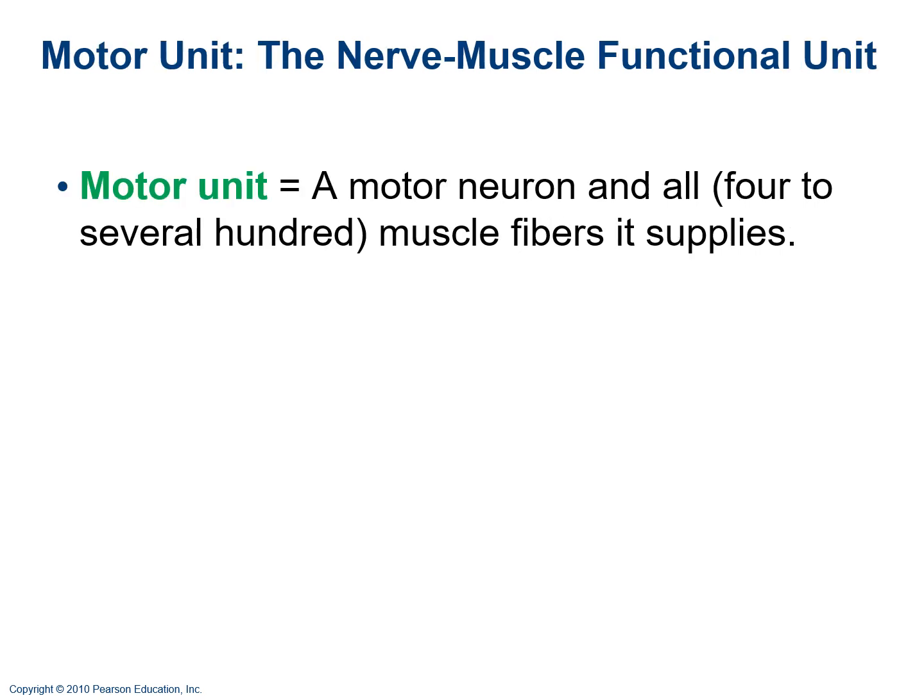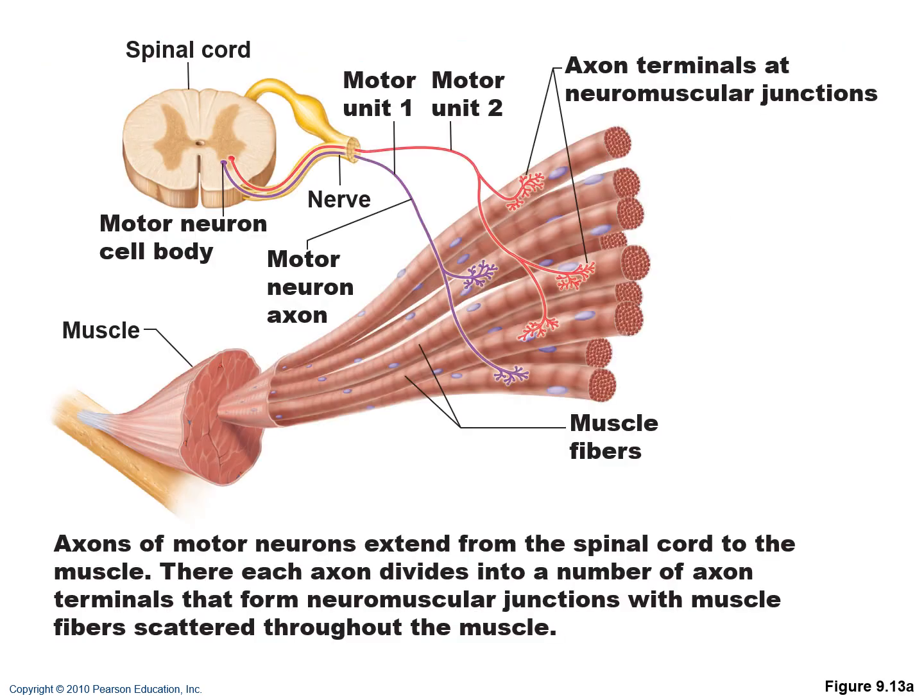A motor unit is a single motor neuron and all, could be anywhere from 4 to several hundred, of the muscle fibers that it supplies. So here we have motor unit 1 supplying 2 muscle fibers and motor unit 2 supplying 3. So in this case, motor unit 2 is larger than motor unit 1.